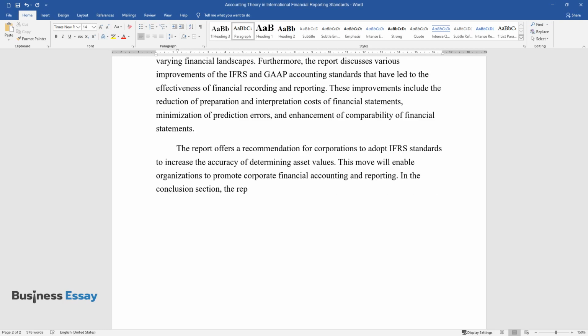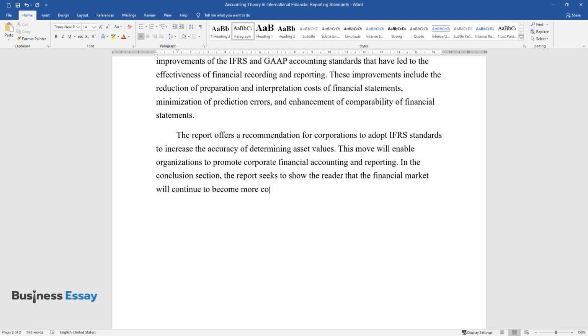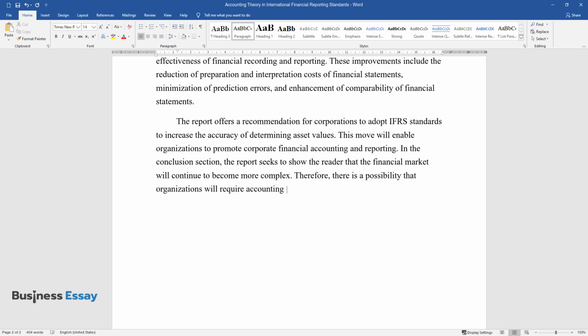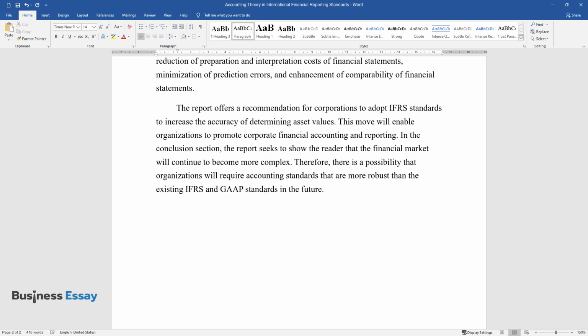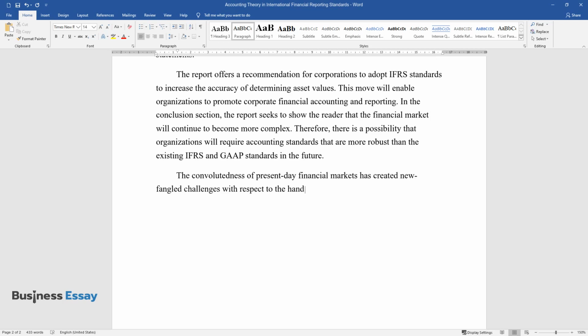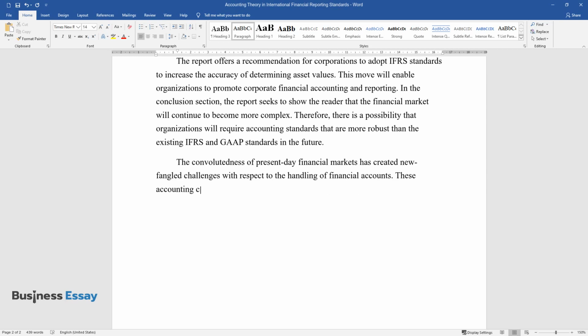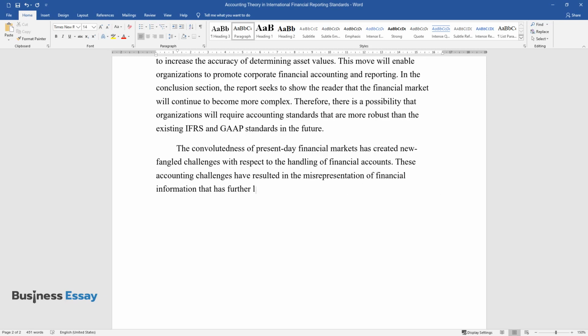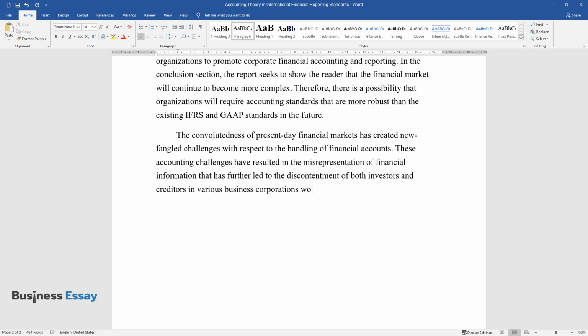In the conclusion section, the report seeks to show the reader that the financial market will continue to become more complex. Therefore, there is a possibility that organizations will require accounting standards that are more robust than the existing IFRS and GAAP standards in the future. The convolutedness of present-day financial markets has created newfangled challenges with respect to the handling of financial accounts. These accounting challenges have resulted in the misrepresentation of financial information that has further led to the discontentment of both investors and creditors in various business corporations worldwide.